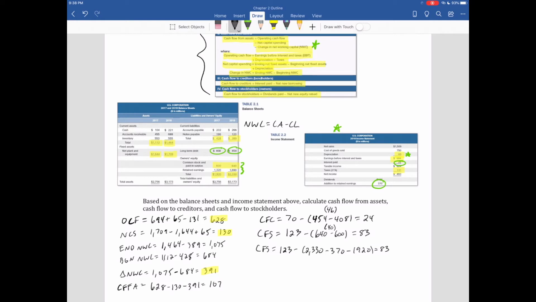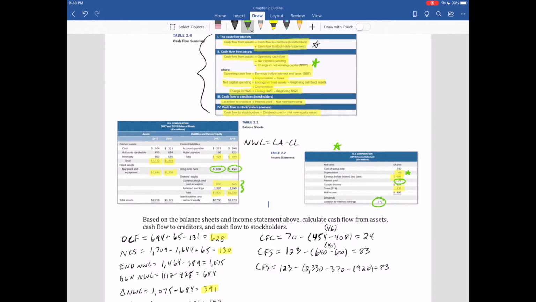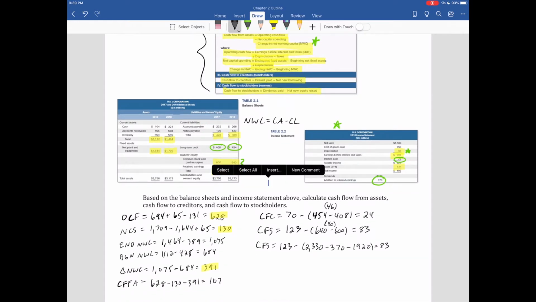But continuing on, just to verify that our problems are correct, we will want to look at this cash flow identity up here at the top and make sure that it does indeed balance. Cash flow from assets, 107. Does that actually equal cash flow to creditors? Let me just highlight our final values here. Cash flow to creditors, which is 24, plus cash flow to stockholders, which is 83. This does indeed balance. So these are the different cash flows.